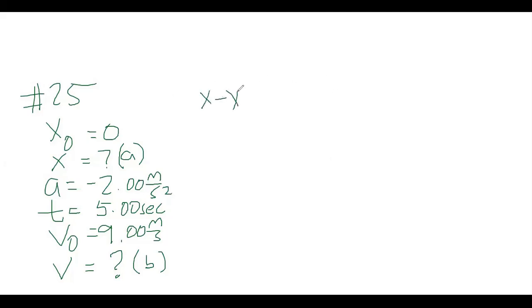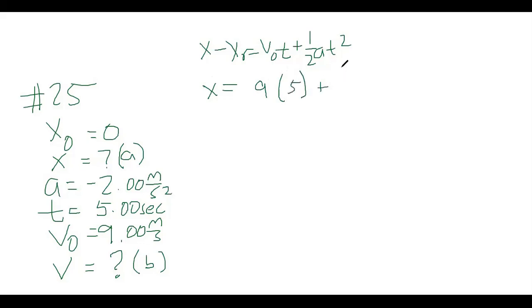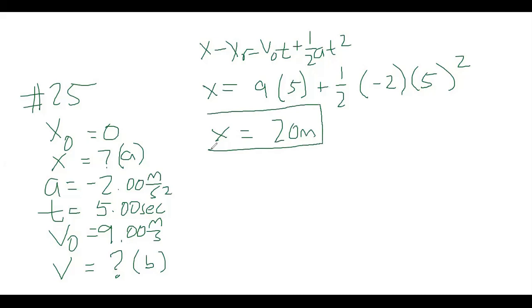Did you get this one? I hope so. We want to solve for X. So we come up here. We know X naught is 0, so X minus 0, we can just take that out, equals 9 times 5 plus 1/2 times -2 times 5 squared. We put that into our calculator. And we get 20 meters. I could have done that without my calculator, but I want to make sure I'm right here. That's how far we've gone. 20 meters.